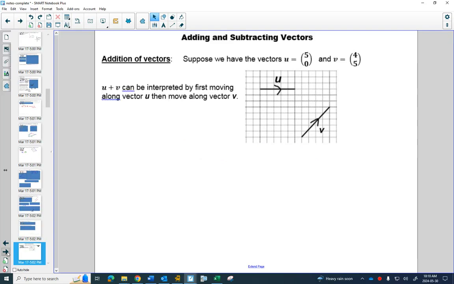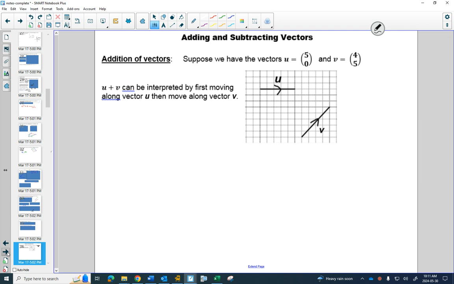And now we get to some math of vectors. So we've basically done this math already. Does the visual for U and V make sense? Vector U says go 5 to the right and don't go up. Vector V says go 4 to the right and go 5 up. So here's the vector U, and there's the vector V.